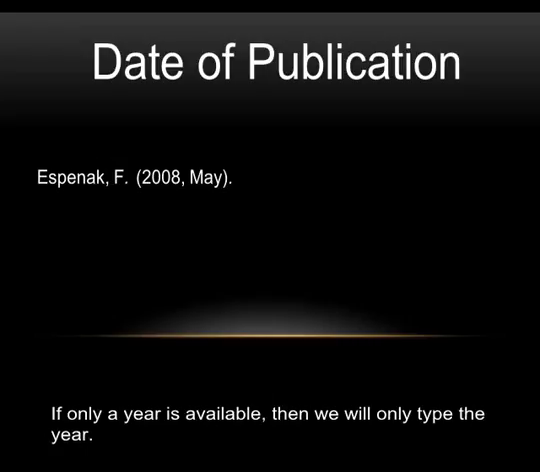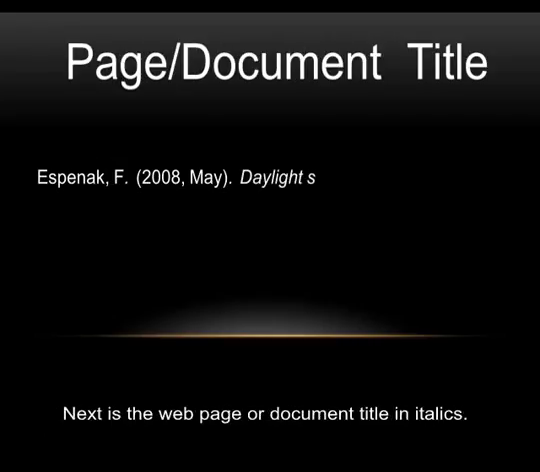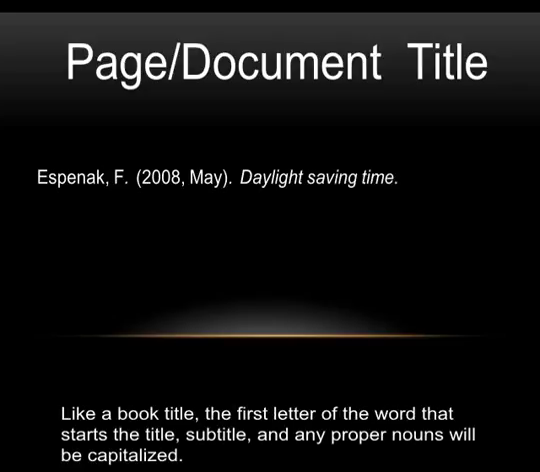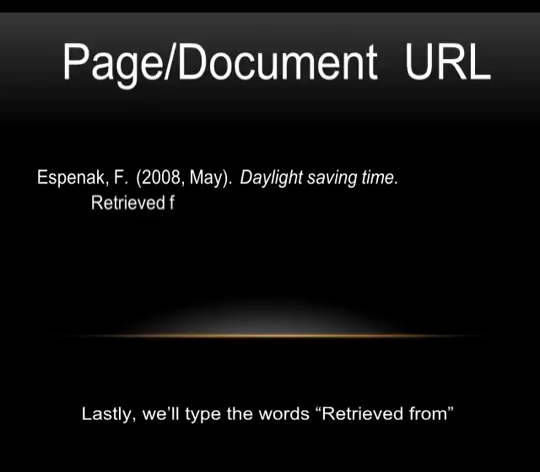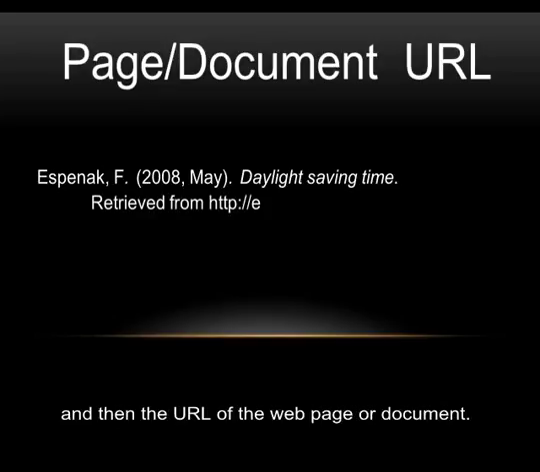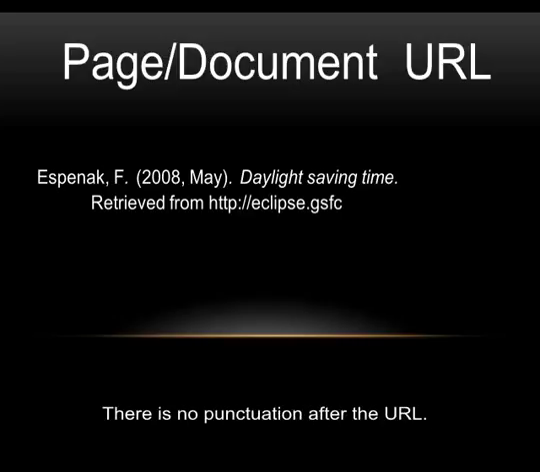We will type year, comma, month, all within parentheses, followed by a period. If only a year is available, then we will only type the year. Next is the web page or document title in italics. Like a book title, the first letter of the word that starts the title, subtitle, and any proper nouns will be capitalized. The title is followed by a period. Lastly, we'll type the words "Retrieved from," and then the URL of the web page or document. There is no punctuation after the URL.